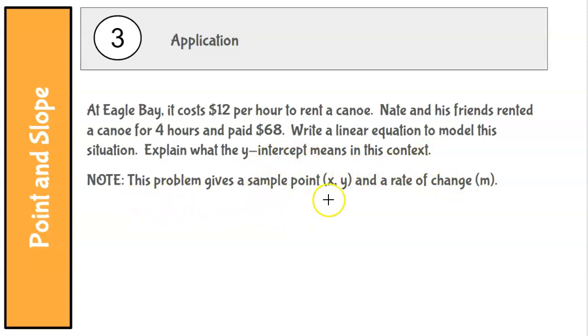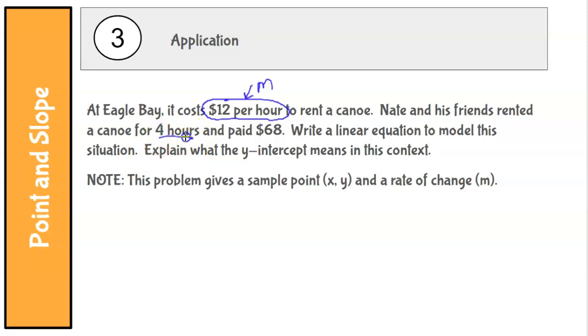Note, this problem gives a sample point (x, y), and a rate of change m. Do you see it? Here's my rate of change, $12 per hour. You know that this is the rate of change because it has the word per. So this is my m. If you see the word per or each, chances are good that's your m. That's going to be your slope. That's going to be what's multiplied times the x.